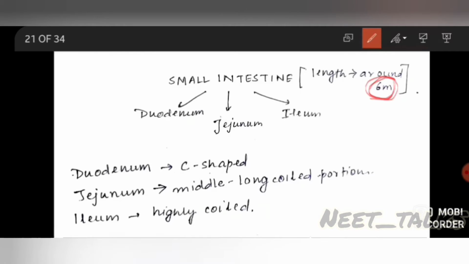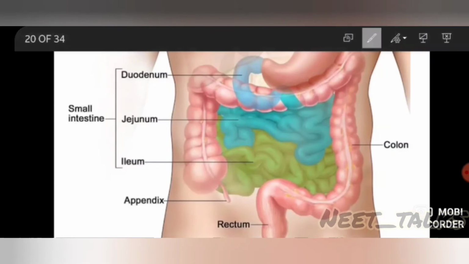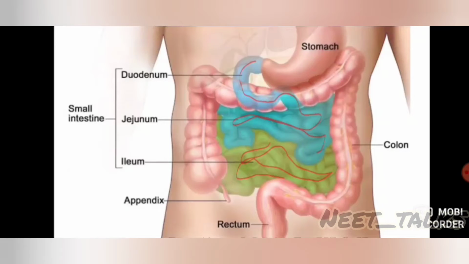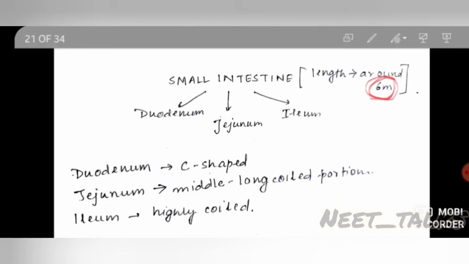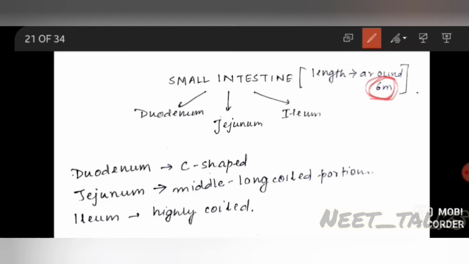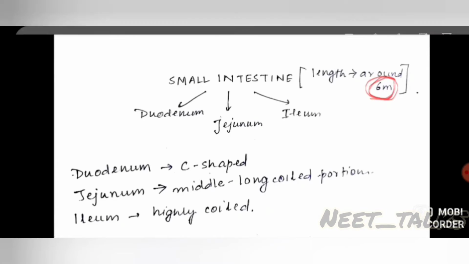The small intestine consists of 3 parts. This is the C-shaped duodenum, then this is marked in blue, this is the jejunum, and then this is the ileum. This ileum is more in length and even more coiled. And when we talk of this duodenum, jejunum and ileum, this is the part where the digestion of the food is completed and the absorption of the food is started. Absorption of the food to the blood is started. This is about the small intestine.